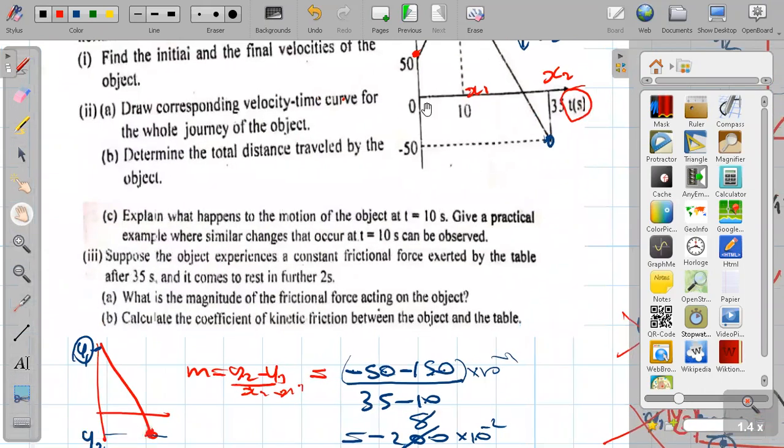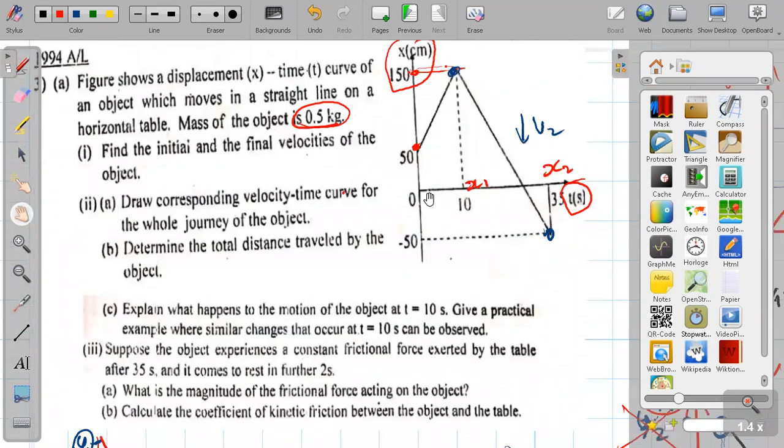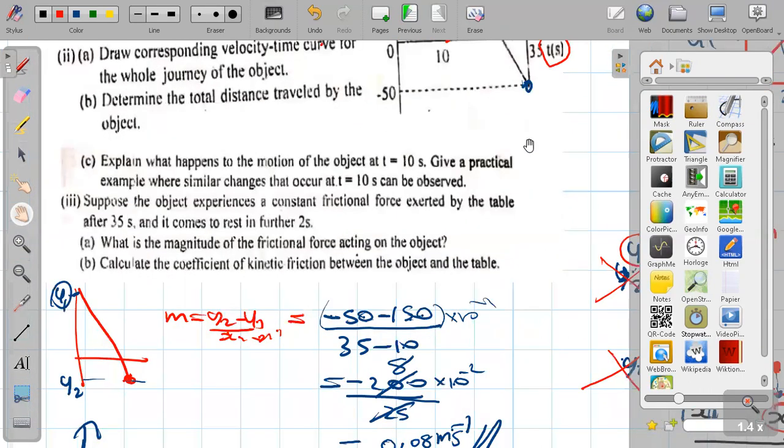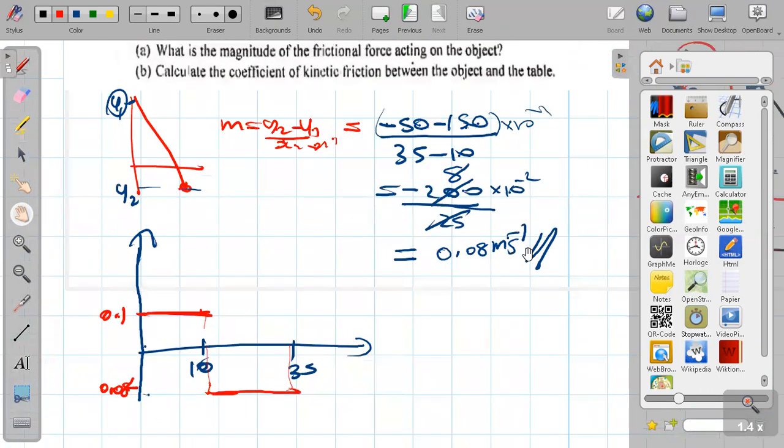Determine the total distance traveled by the object. So total distance means it has moved upward some 100 and this is 200. So altogether what is it? Some 300 meters. The distance is what? In the first one 100 meters, next one 200 meters. So altogether 300 meters. How did I get it?